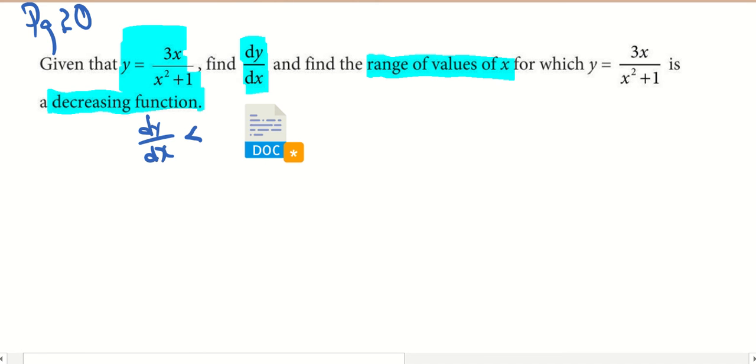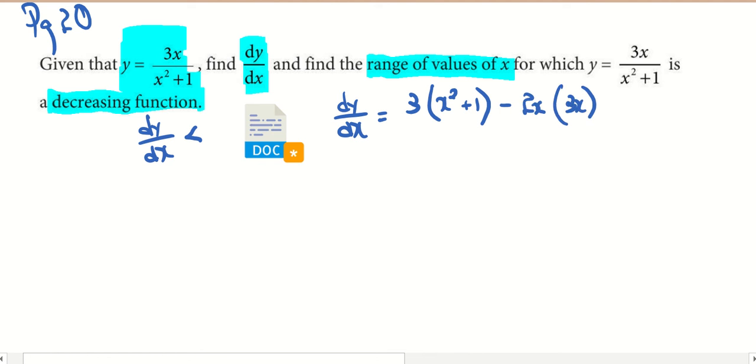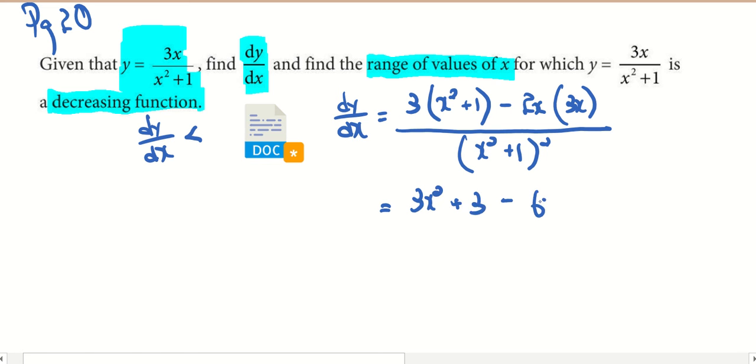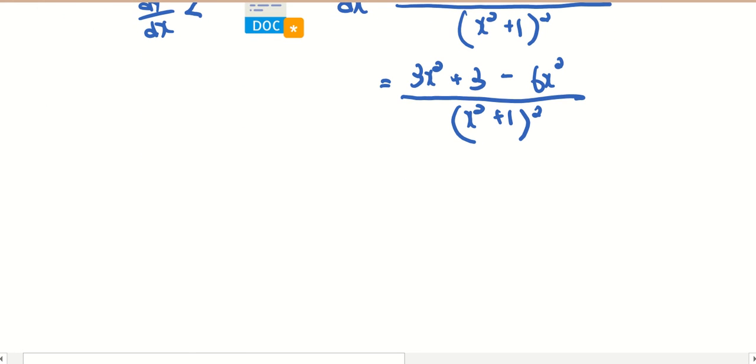So, first thing, I need to do my dy/dx. Differentiate the top, keep the bottom. Minus, differentiate the bottom, keep the top. Over bottom, and then square. Simplify the top. So I have 3x squared plus 3 minus 6x squared. Okay, simplify further.